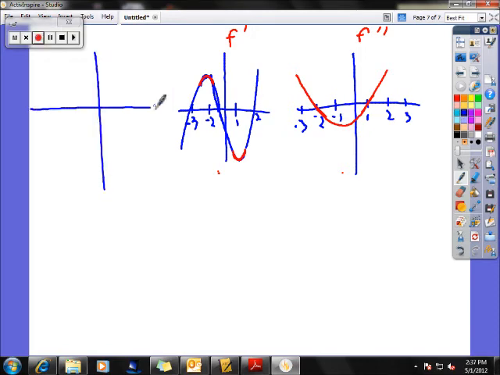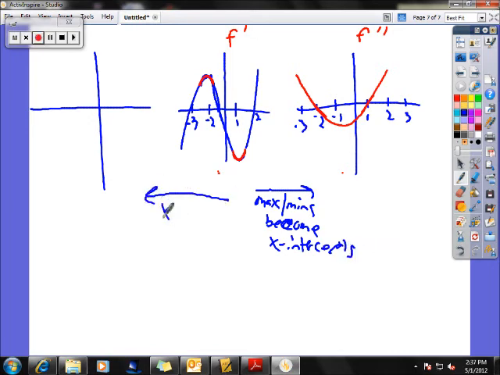So when we're going this way, maxes and mins become x-intercepts. When we're going this way, x-intercepts become maxes and mins.